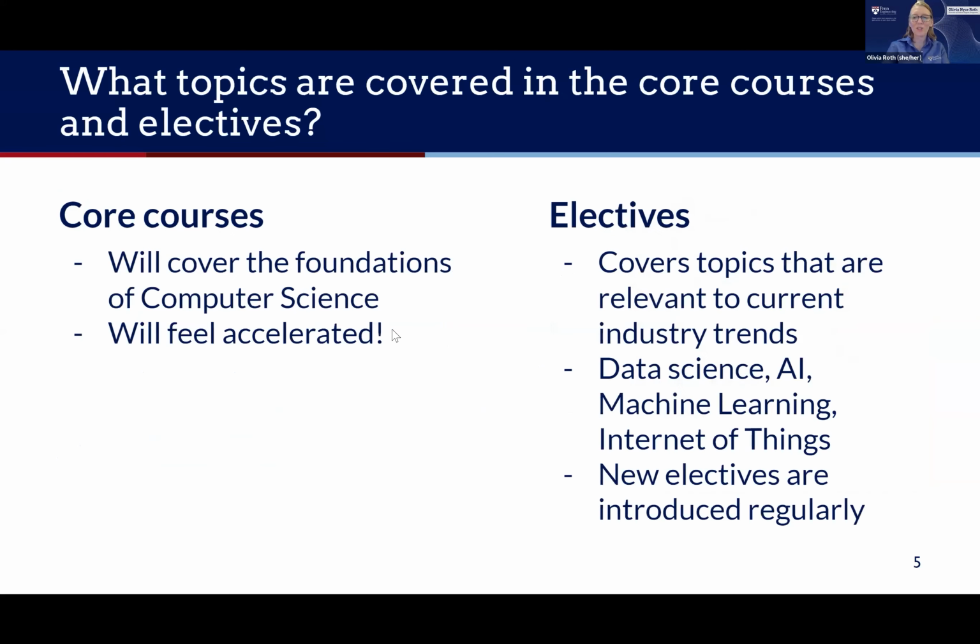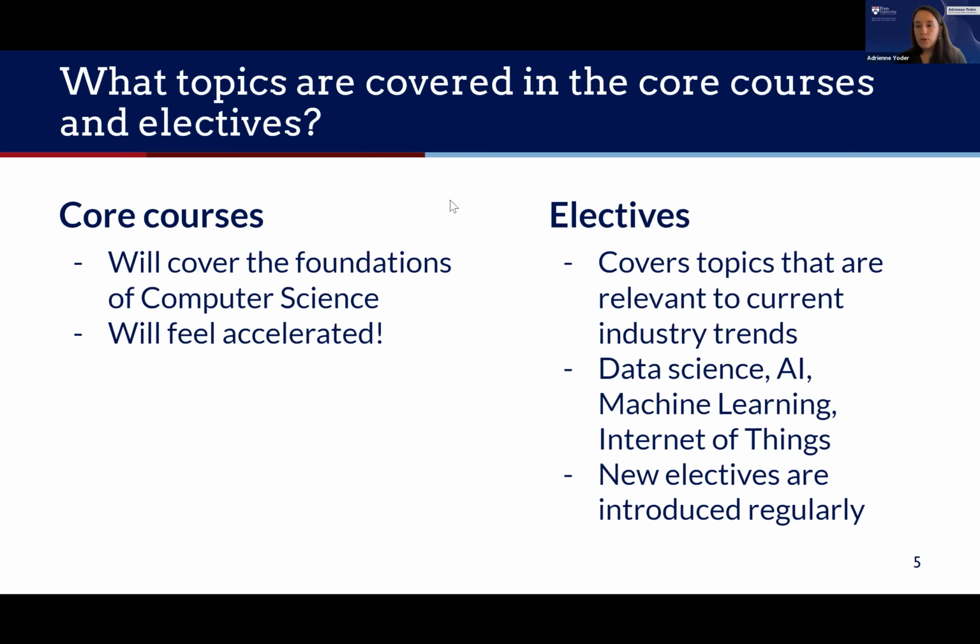So we have a couple of questions for our student affairs representatives. We're going to start with this one. What topics are covered in the core courses and electives? Yeah, so I can help answer that question. In the MCIT Online program, there are 6 core courses and 4 electives. It's required that every student complete those.